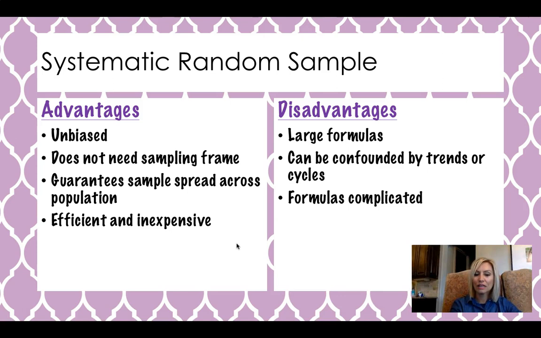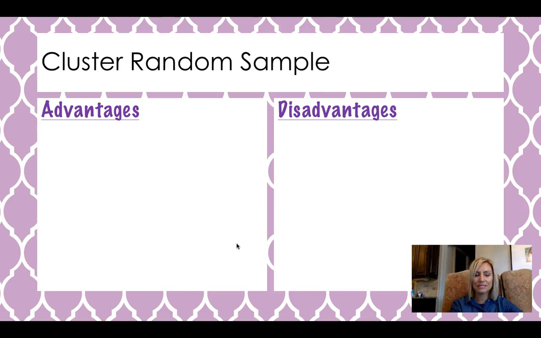And like I stated already, the formulas are not just large, they're quite complicated, and also will be outside of the scope of the course that we're looking at right now. The last type of sampling we talked about was cluster random sampling.